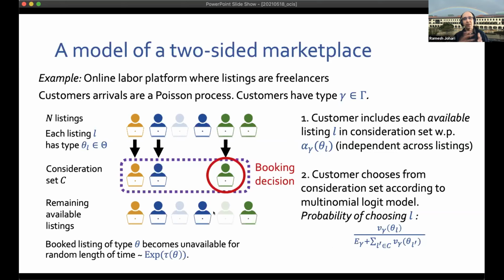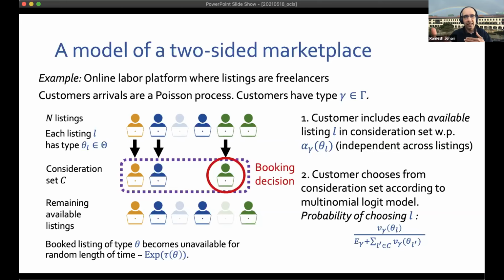Now in the market, of course, if the listings became booked and never became available again, everything would eventually be booked and there'd be nothing left. What we model is that there's an inventory dynamic here where the inventory becomes booked for some amount of time and eventually releases and becomes available again. And so in particular, we assume that bookings of type theta become unavailable for some random length of time and then eventually become available. And that random length of time is exponential.